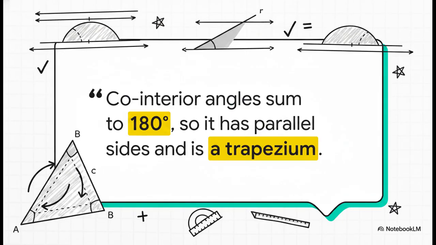So how do you actually write this down for the examiner? This part is so important. You have to be precise. You must clearly state the geometric reason for your conclusion. A perfect sentence would be something like, since the co-interior angles B and C add up to 180 degrees, the sides AB and DC must be parallel. Therefore, the quadrilateral ABCD is a trapezium. That clear, logical chain of thought, that's what gets you the full marks.